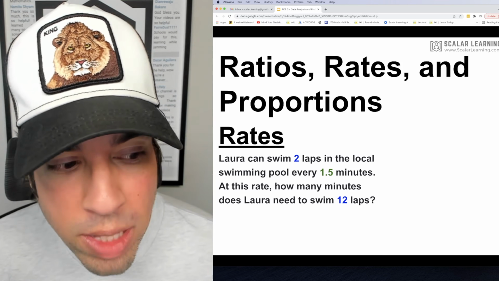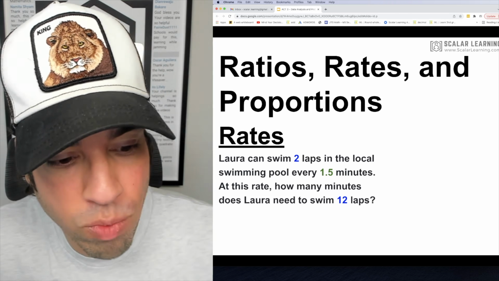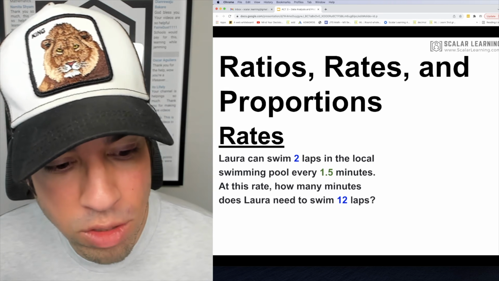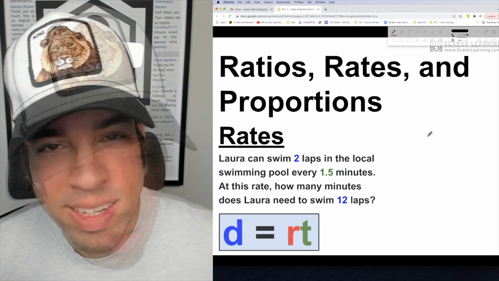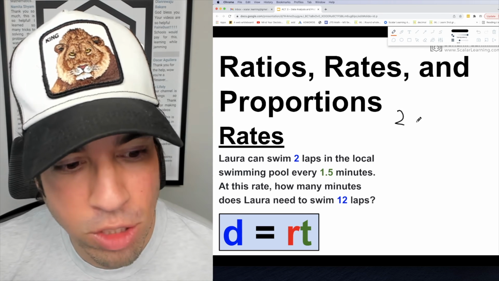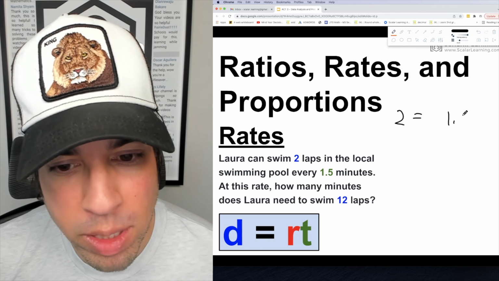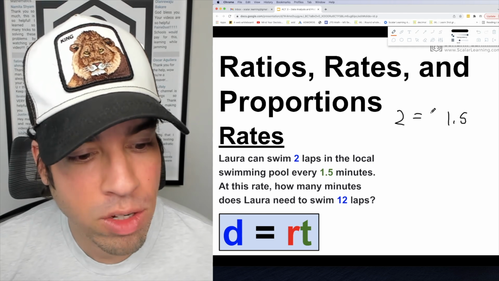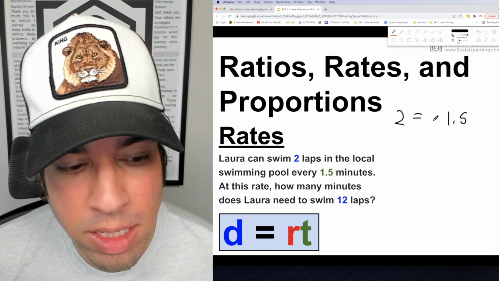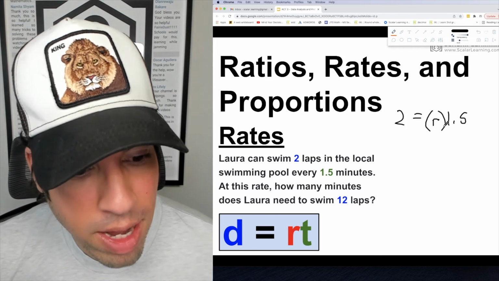Laura can swim 2 laps in the local swimming pool every 1.5 minutes. At this rate, how many minutes does Laura need to swim 12 laps? So check this out. In this case, the distance being swam is 2. That's 2 laps. And the time in which it's happening is 1.5 minutes. And we're trying to find out the rate. That's the unknown. So I'm going to leave that in here like so. So R times 1.5 equals 2.